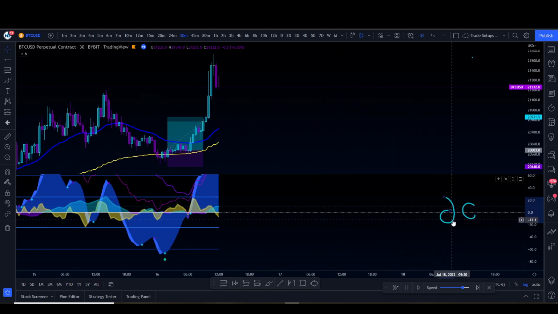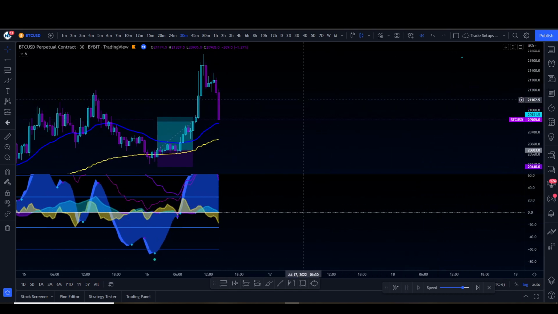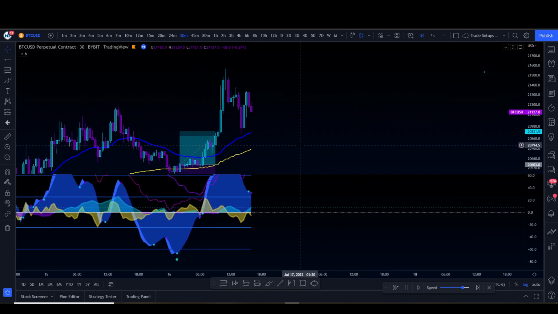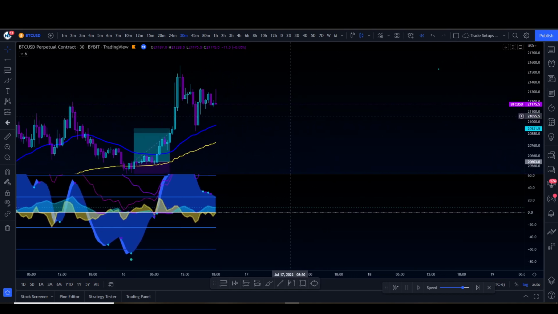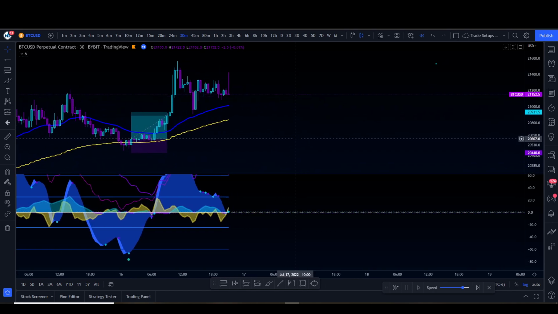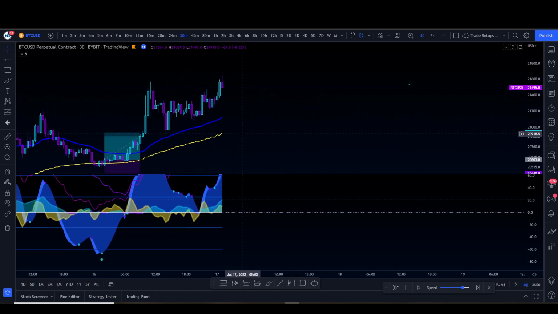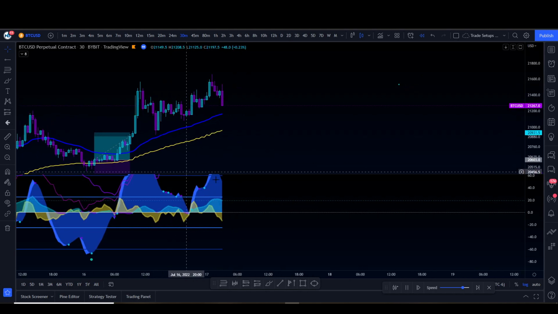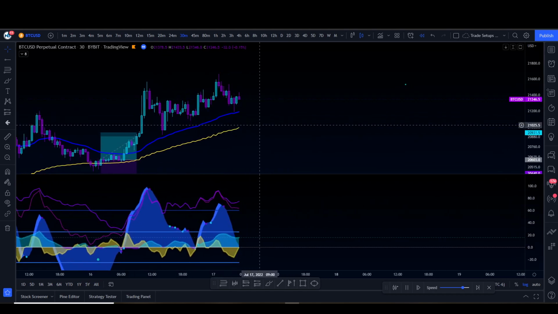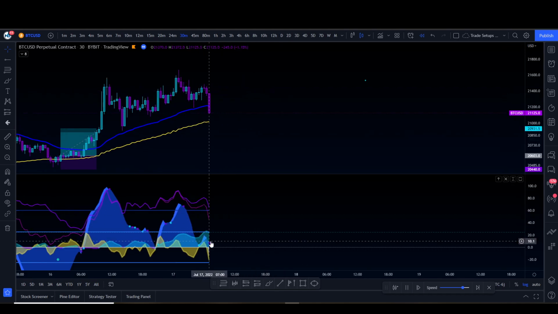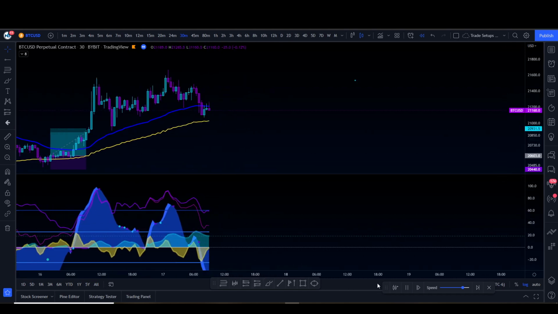We got some drawings over here. Okay, okay. Waiting for that back test. Waiting for the back test. Alright, we're getting some divergences. So we're probably gonna get the back test soon. We just need the red money flow. Alright, so here's a good example.